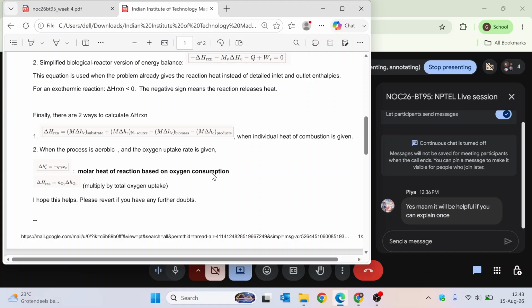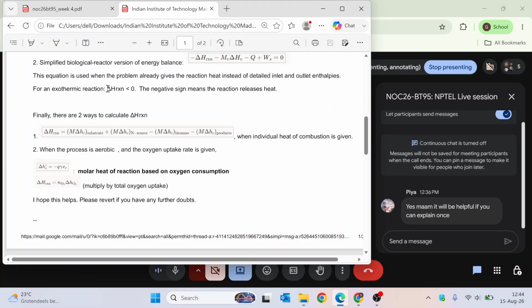Ideally your substrate, which is the carbon and the nitrogen source, is going to enter the system, whereas the biomass or products are going to leave the system. So you have whatever energy is entering the system minus whatever energy is leaving the system. So here the del H value, or the specific enthalpy or the heat of combustion, is given.